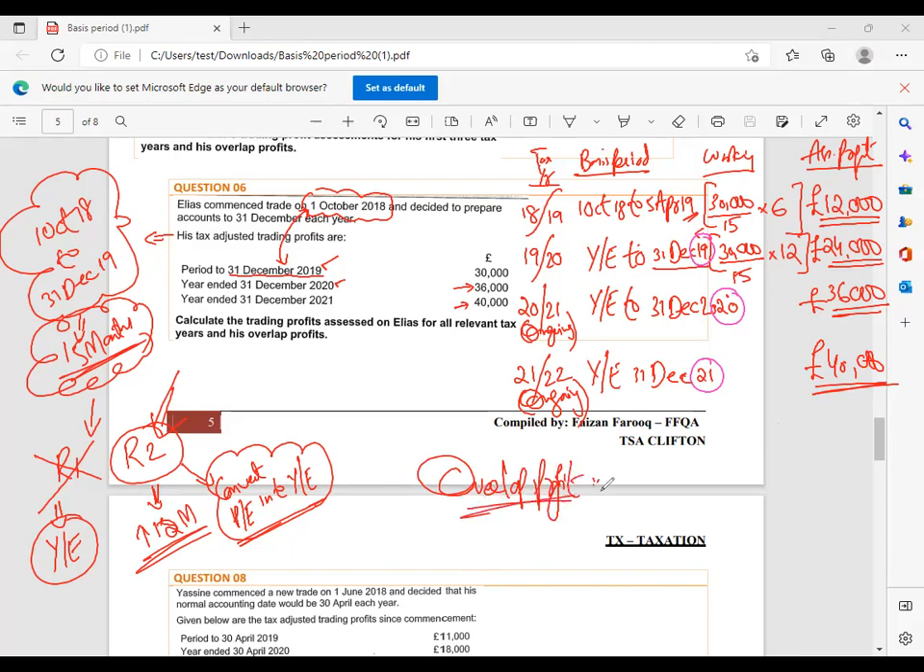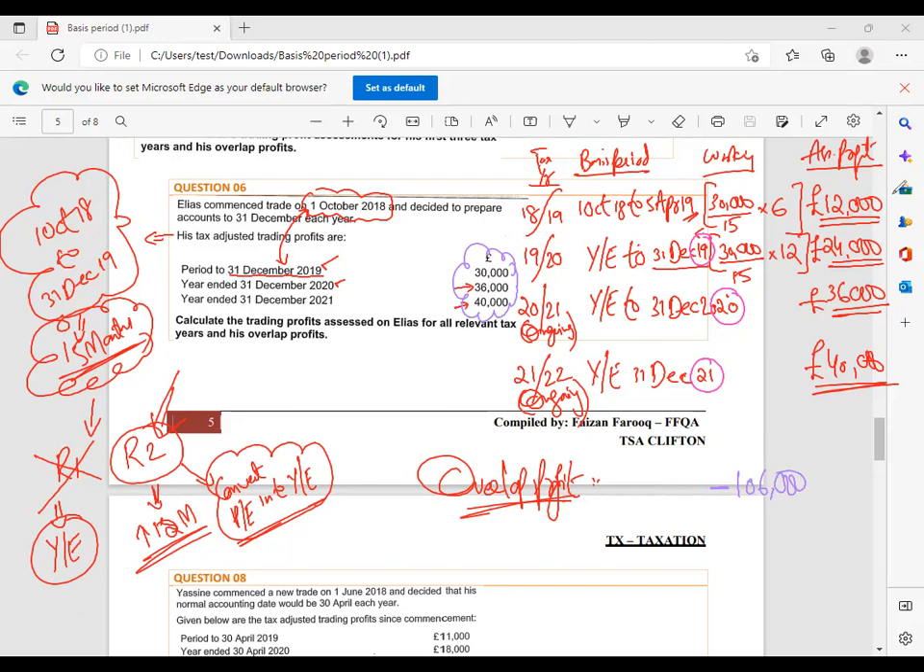The question asked you overlap profit. In our last class, when we just started, and you can check in the last video as well, we learned how to calculate overlap profit. I told you to just add up the actual profits which are given in the question. Can you tell me the total of these actual profits? 30,000 plus 36,000 plus 40,000. How much? 106,000. I used blue color for that.